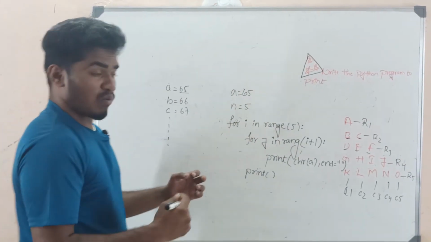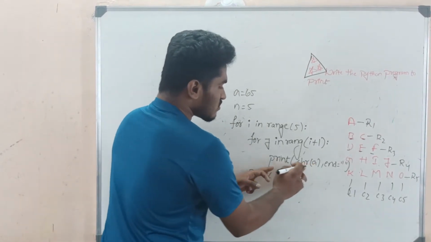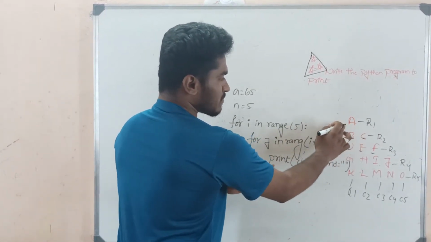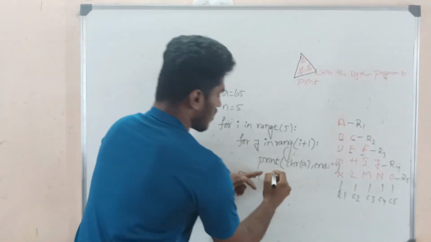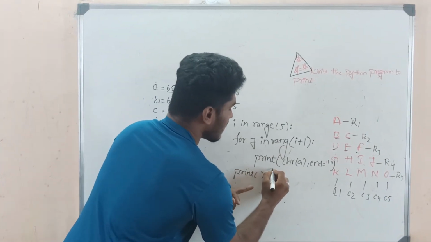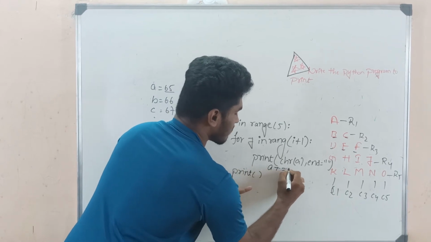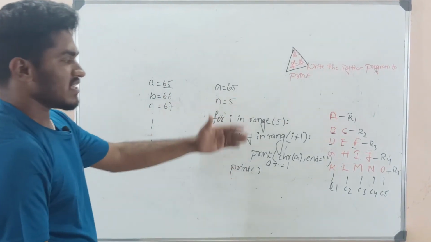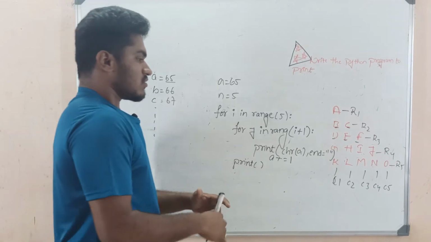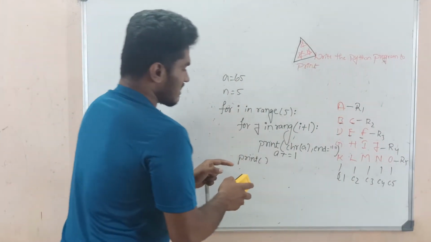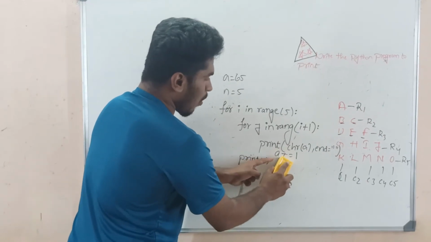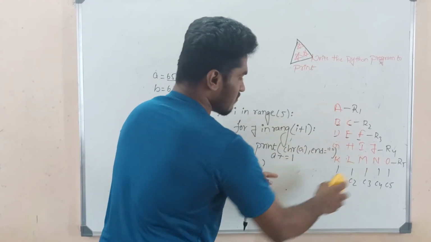So one thing, this is only for printing this particular row. If I wanted to print the entire 5 rows, you just increment the value as A plus equals 1. Then the entire pattern will be displayed. So I wanted to explain one thing. If I increment over here, this particular pattern will be displayed.